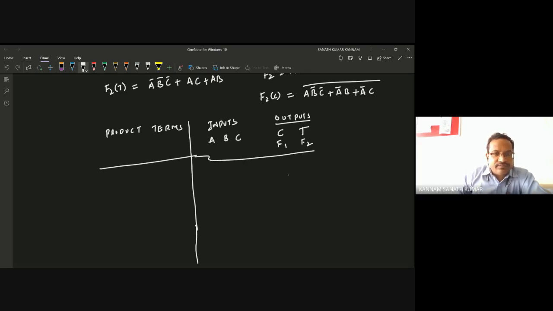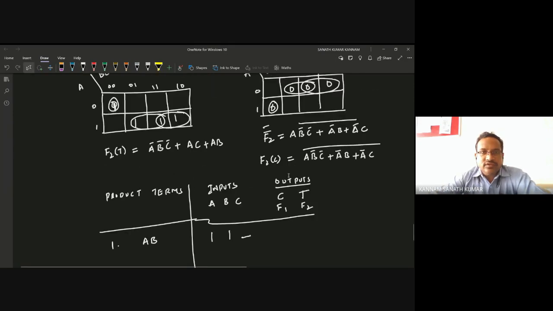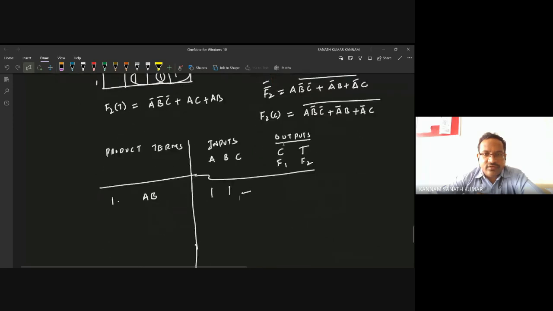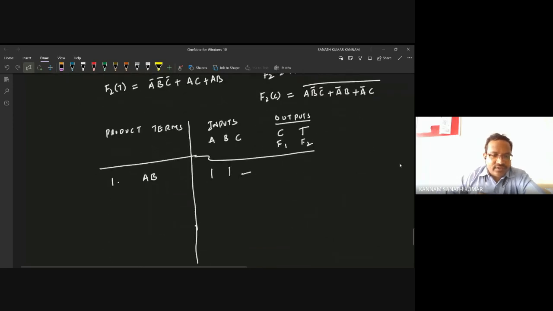So first, AB. If you see AB, AB means 1 1 dash. So AB term is there in F1 and F2, I think so. So AB is there in F1, that is there in the complemented form, and in F2 that is there in the true form. Okay. So F1 and F2.